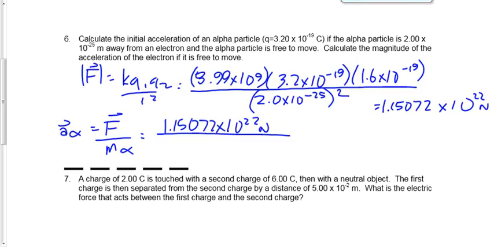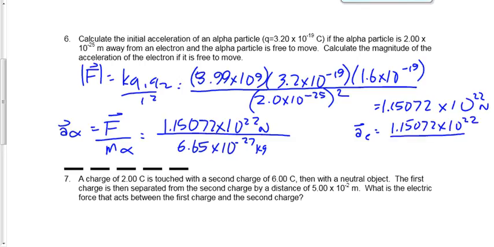Now the only difference between these two questions is using the mass of the alpha particle, which is 6.65 times 10 to the minus 27, versus using the mass of the electron, which is 9.11 times 10 to the minus 31. Before we calculate these numbers, you guys can calculate those numbers, right? But before you look at those numbers, which acceleration do you think is going to be bigger? The acceleration of the alpha particle or the acceleration of the electron? Which is going to be a higher value?